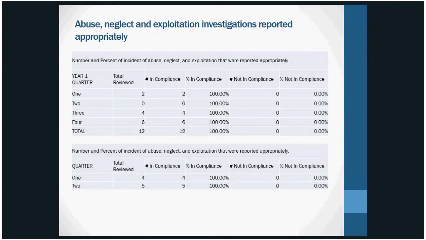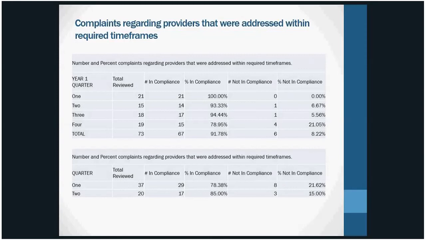For abuse, neglect, and exploitation investigations that were reported appropriately, we're at 100% compliance this last quarter. Again, great job with this one. For complaints regarding providers that were addressed within the required timeframes, we had a total of 20 that we reviewed for Q2, and out of those, 17 were in compliance for 85%. That's real close to our 86% threshold.